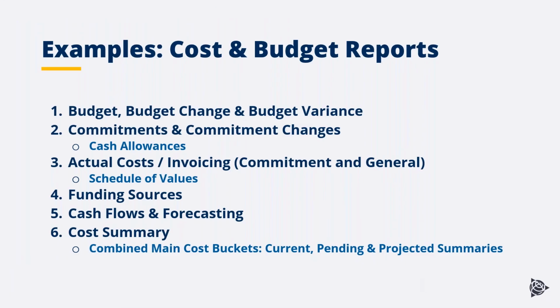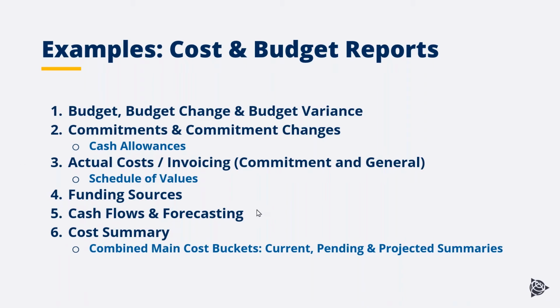Okay, our next group of reports are cost and budget reports. These reports are going to allow you to identify trends in specific cost buckets to allow you to manage profitability. Of course, the three main cost buckets in construction are budgets, commitments, actual cost, and then within construction you may have some specific commitments like cash allowances and specific invoices, similar to schedule of values. Additional cost related features could be funding sources and cash flows and forecasting.